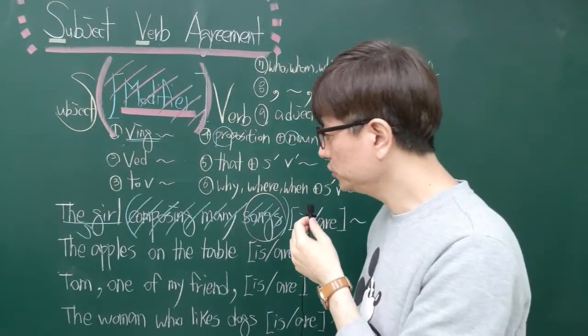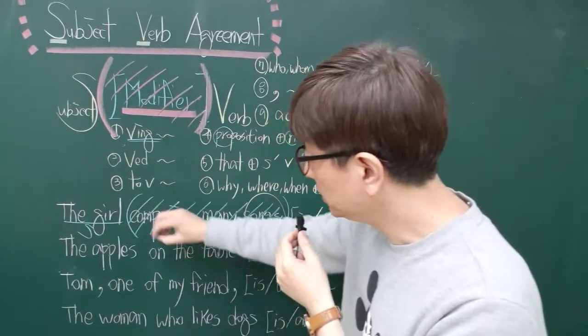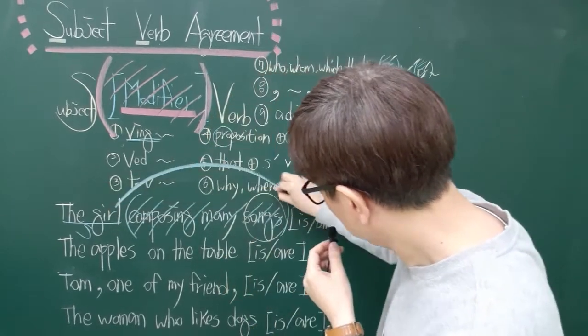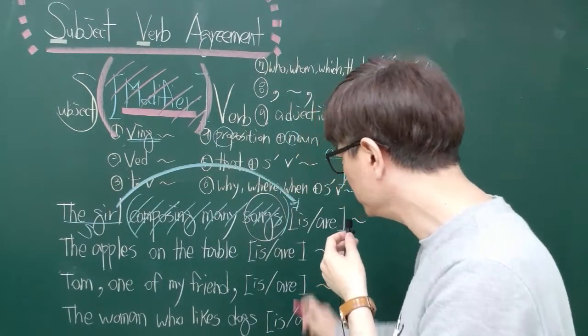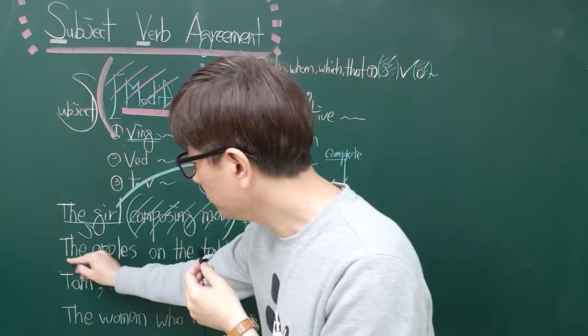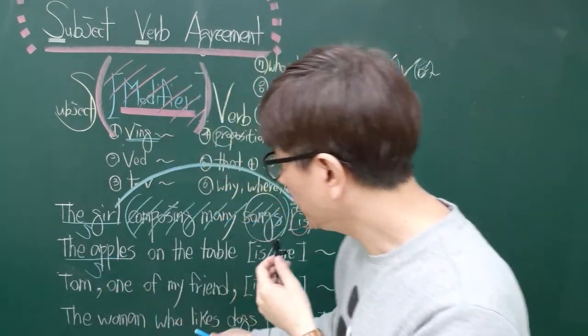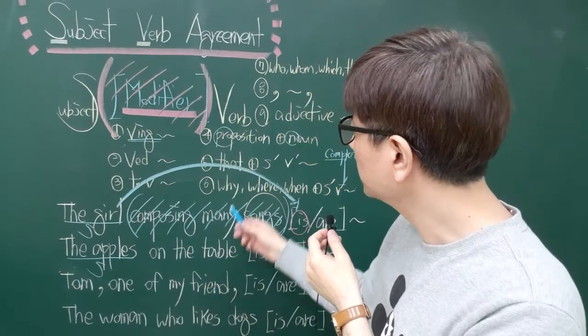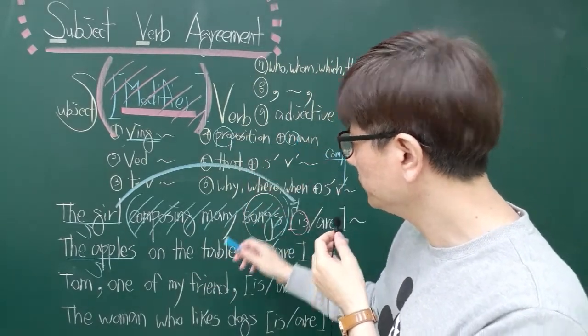Then you can make the situation simple and easy. The girl is. The correct answer is. Next question. The apples is the subject and preposition plus noun.